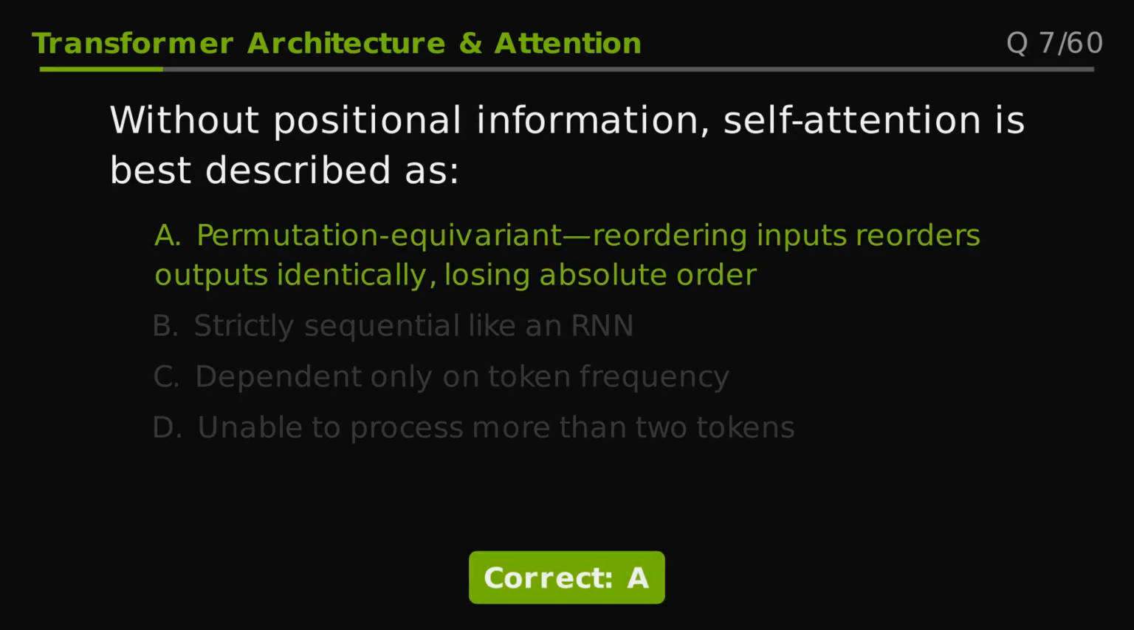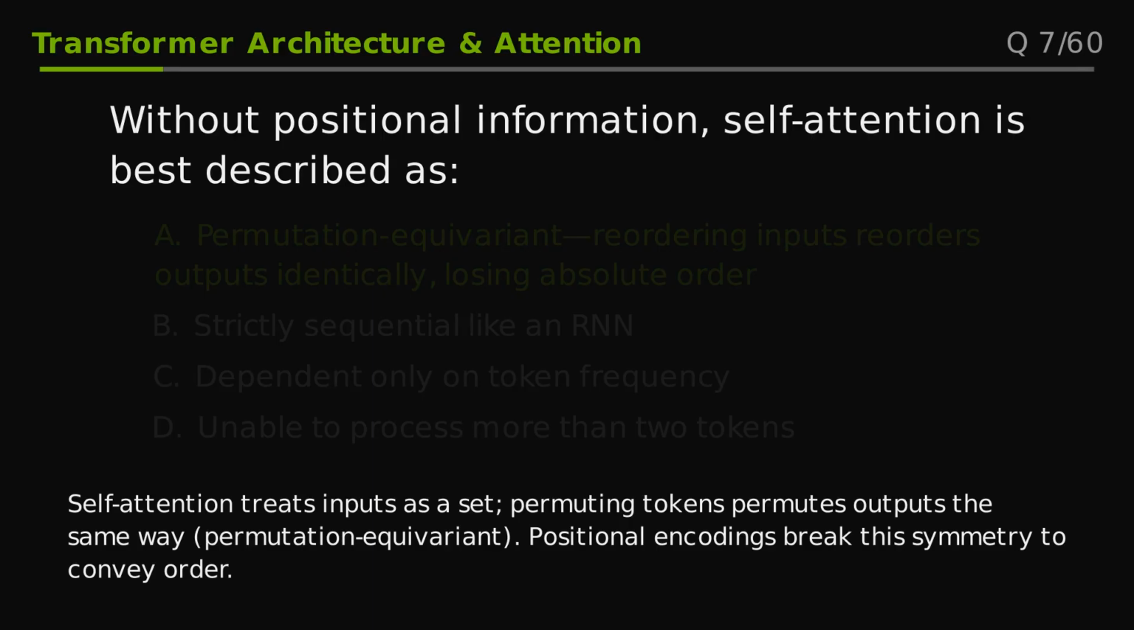The correct answer is A. Self-attention treats inputs as a set; permuting tokens permutes outputs the same way, making it permutation equivariant. Positional encodings break this symmetry to convey order.